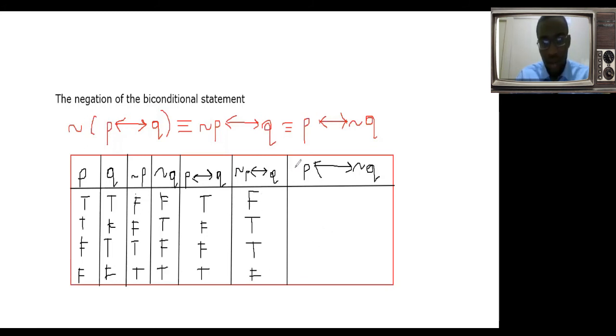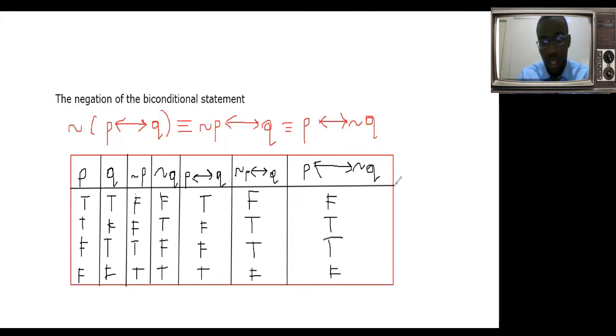Now right here, whenever P is true and not Q is true, then the result is true. And whenever P is false and not Q is false, then it is true. Otherwise it is false.